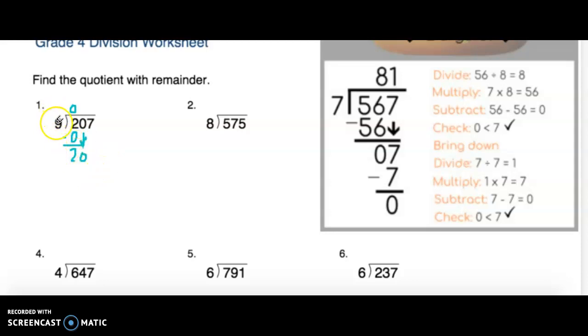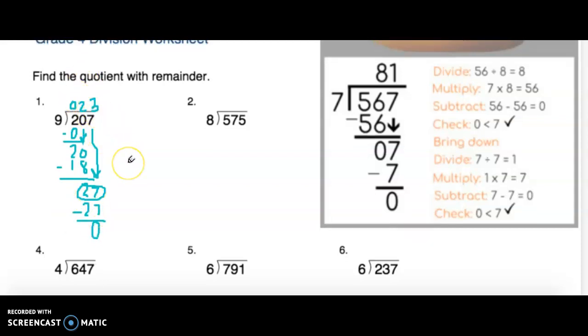Okay, now we're doing 20 divided by 9. So that would be 2. 2 times 9 is 18. We're left with 2. Okay, check. It's less than that. Now, again, this is usually where we're done, but since there is the 7, we bring down because there's still something to bring down. So we're going to bring down this 7, and now we are using this number to divide. 27 divided by 9 is 3. 3 times 9, 27. Subtract, and we are left with 0. So the quotient is 23.